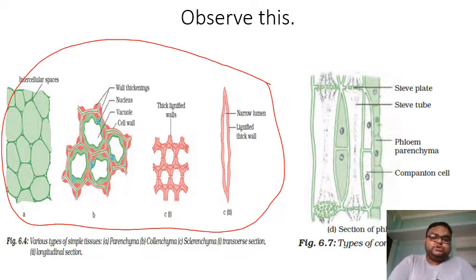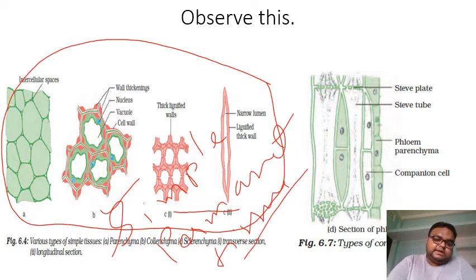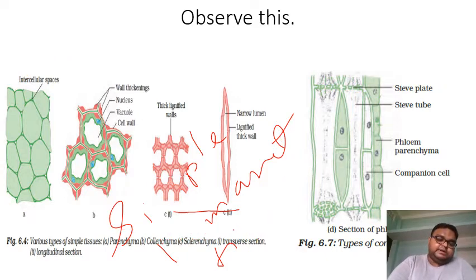Right. Okay. So basically, these are the different types of parenchyma, collenchyma, sclerenchyma, isn't it? This is the parenchyma. This is the collenchyma. This is the sclerenchyma. We have also learned about all these types of things, right? So what are those? These are the simple permanent tissues, right? So these are the simple permanent tissues.